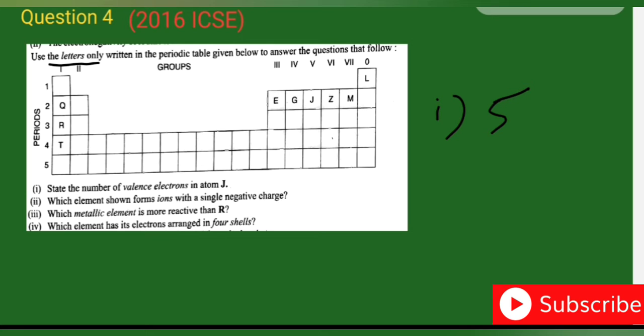Negative charge means definitely it is a non-metal, because non-metals are electronegative in nature. So what is the answer? The answer is M. B2 is M.